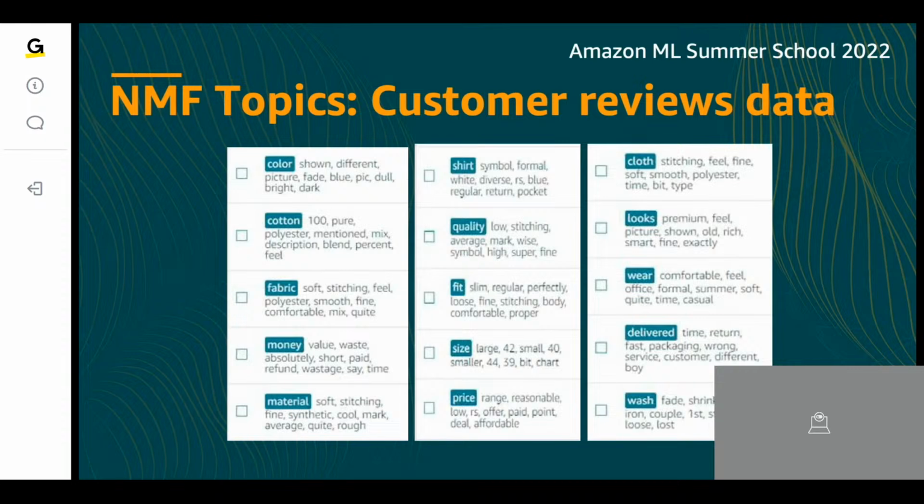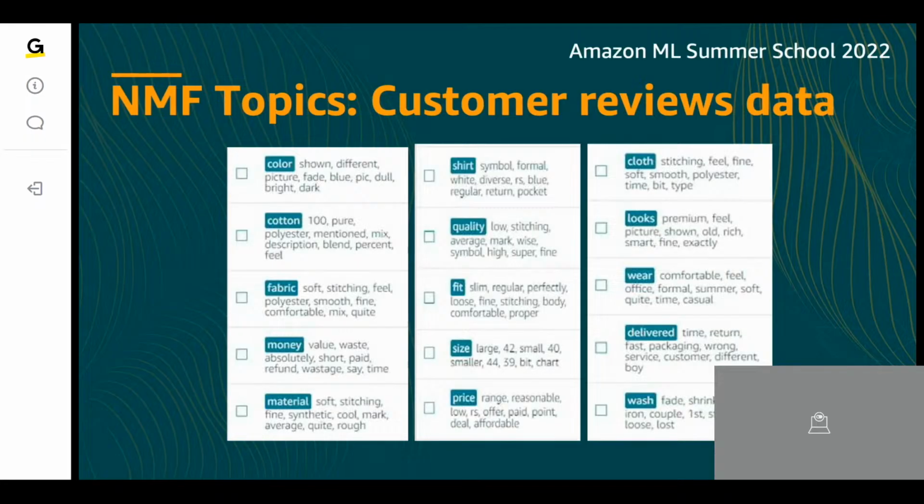For example, a topic on delivery talks about delivery time. It talks about the number of times somebody has to return it, whether the packaging was any good or not, and so on and so forth. Similarly, a money topic talks about whether it is a waste of money, whether it is value for money, whether it was paid by cash or not, and whether the refunds were easy or not.